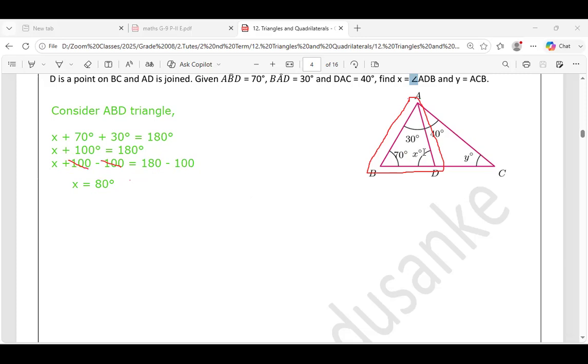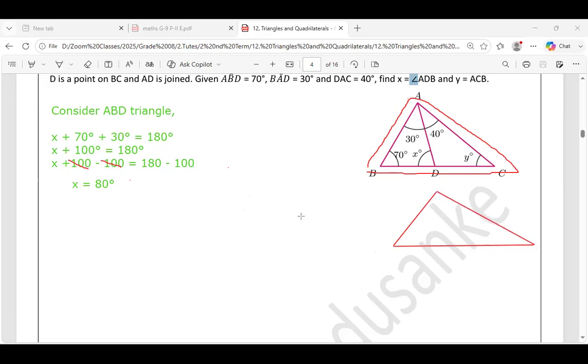So we know this. So how are we going to find y? There are several ways to find y, but I'm going to tell you the easiest way. If you consider this big triangle ABC, I will draw it in a separate case, this big triangle ABC.